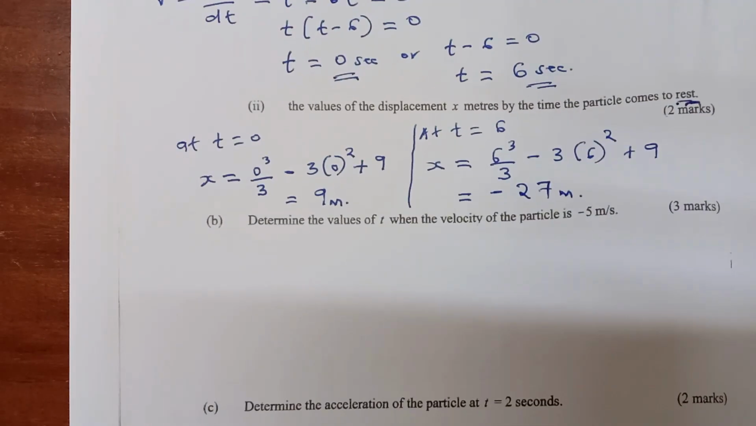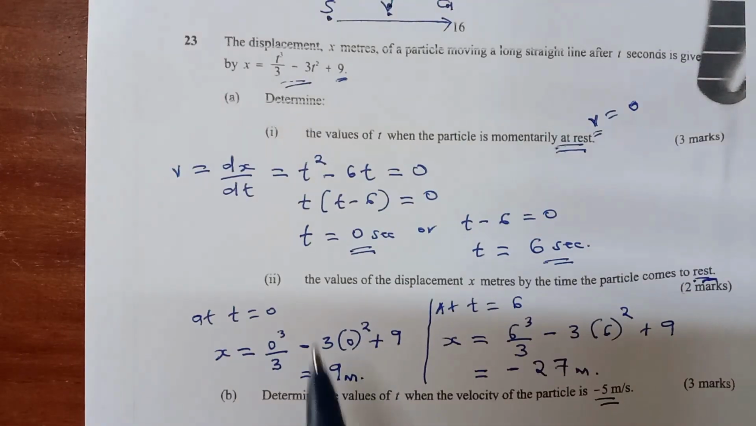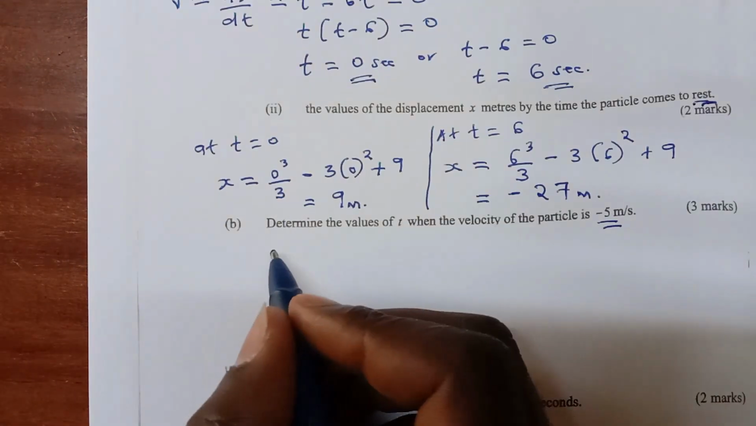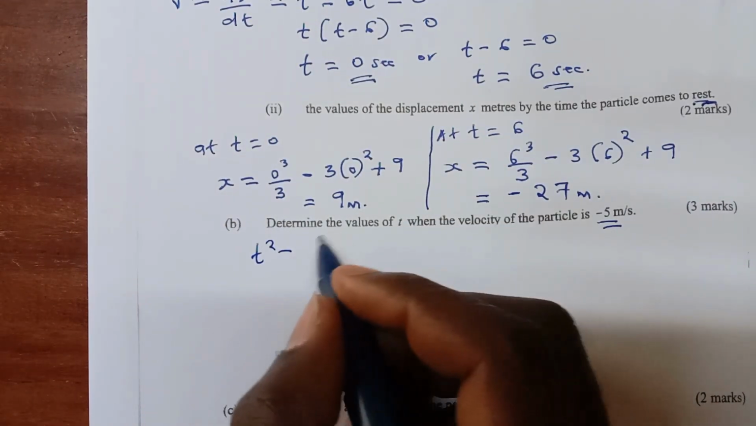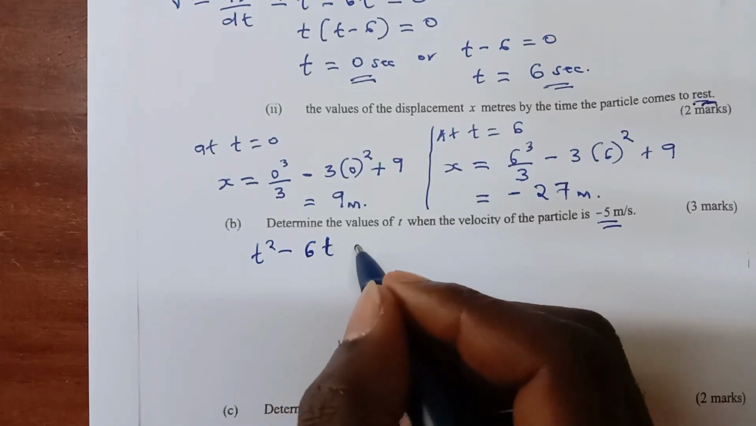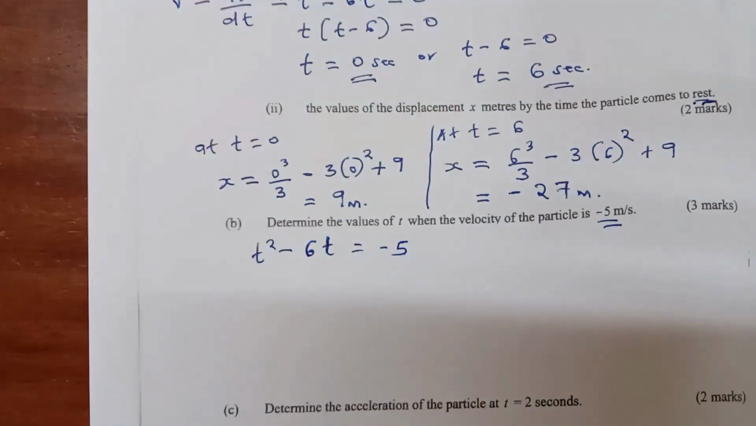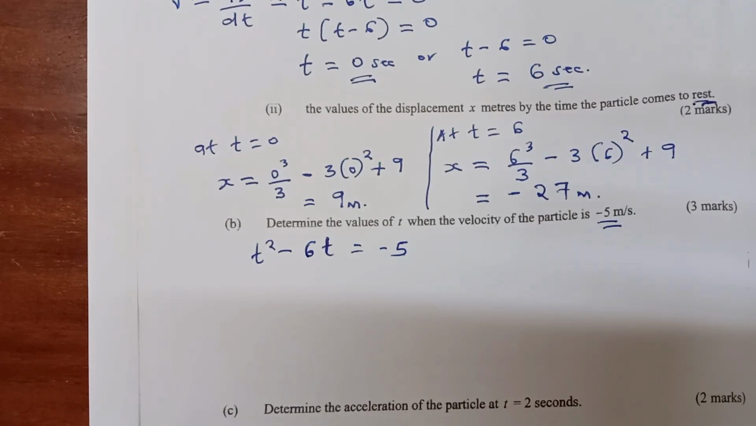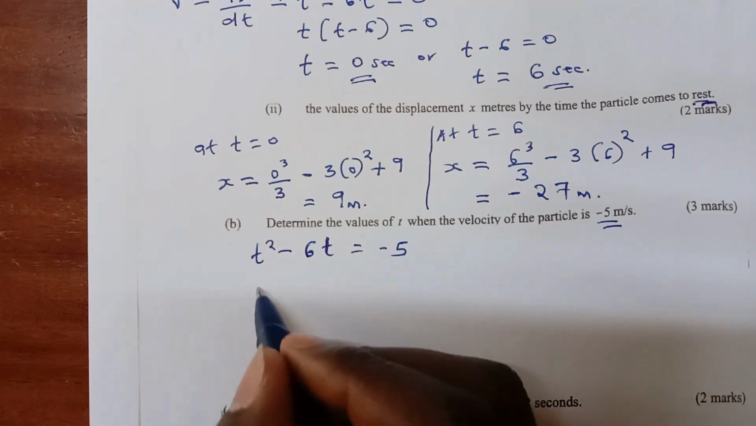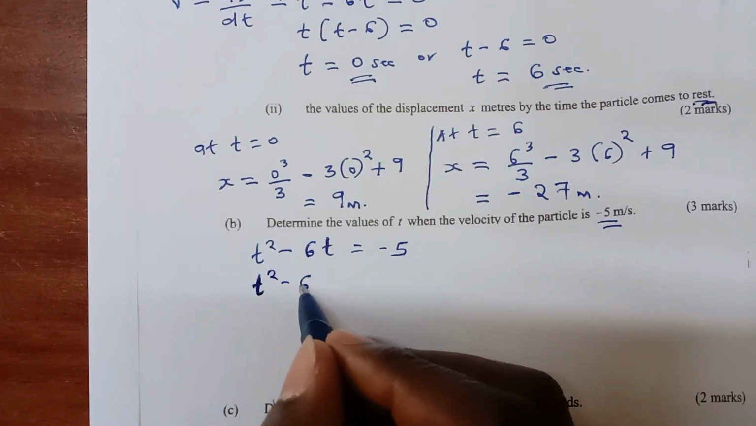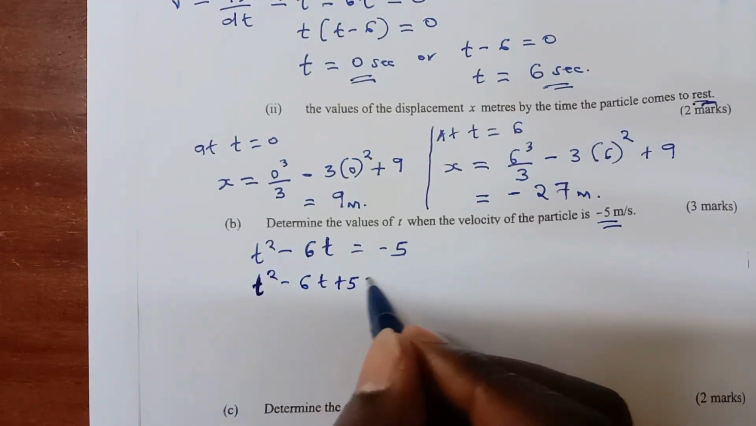Now, you want us to determine the value of t when the velocity of the particle is negative 5 meters per second. Now, what is our velocity from up here? Our velocity is t squared minus 6t. So it means that t squared minus 6t equals negative 5. So bring negative 5 to the left hand side and have t squared minus 6t plus 5 equals 0.